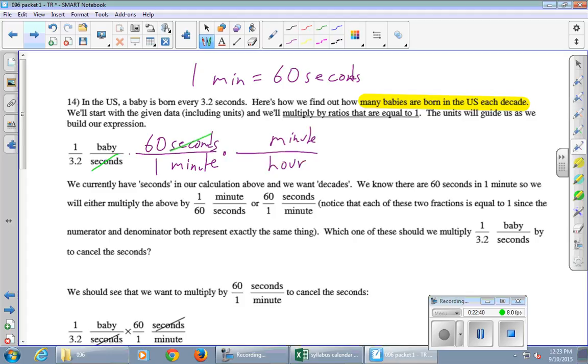I like to put the units first and then fill in with the numbers. What goes in front of minutes? 60. In front of hours, 1. Super. And then cancel. Minutes and minutes.